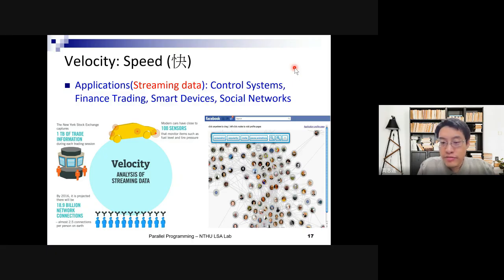Because of the emergence of the Internet of Things, mobile devices and social networks, the data generated from all those applications is streaming data, right? So all of them require velocity. So how to achieve better velocity? Of course, one straightforward way is to use more machines, so you have more computing power, and it's more possible to process data within a limited time.